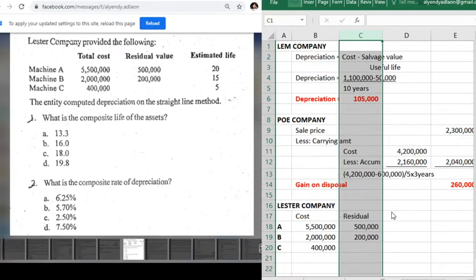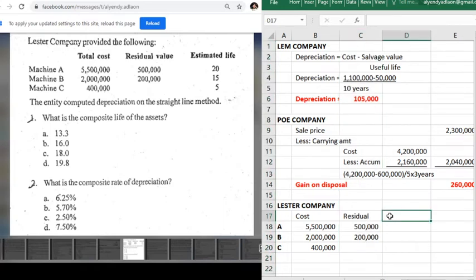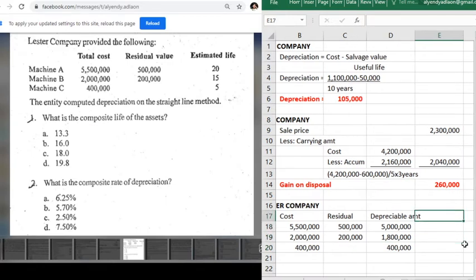And then the depreciable amount. So what is the depreciable amount? So depreciable amount is computed by cost minus residual value. So this is 5,500,000 minus 500,000, and then 2,000,000 minus 200,000. And for machine C, there is no residual value, so the depreciable amount is still 400,000. And then let's consider the life of each machine. For machine A, we have 20, machine B 15, and machine C 5.